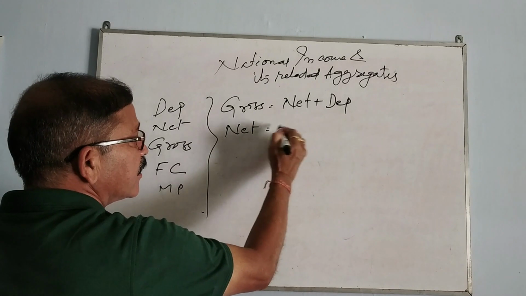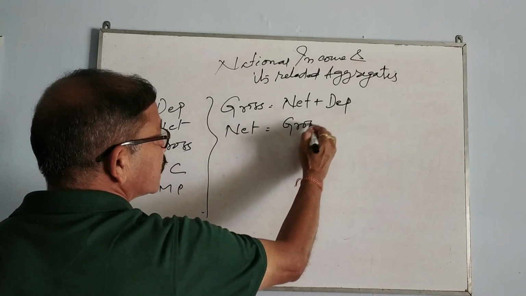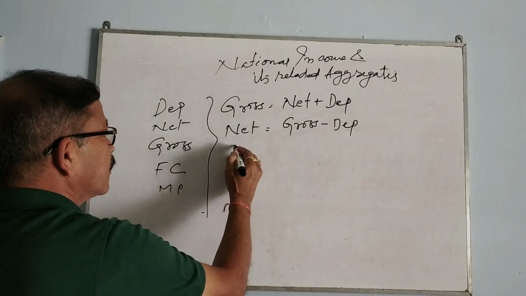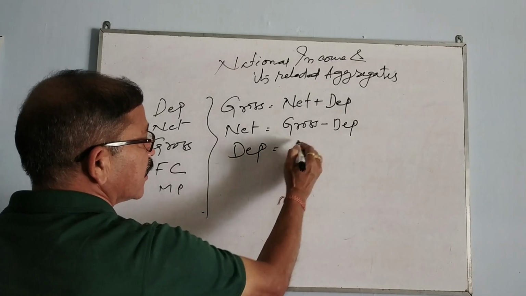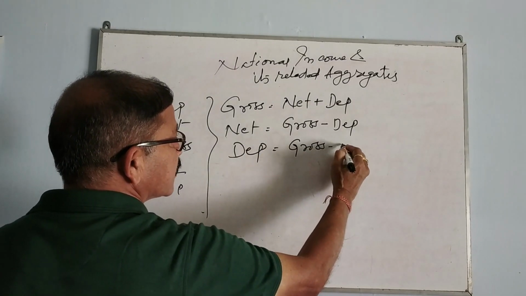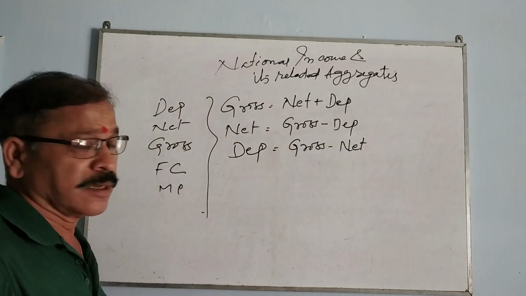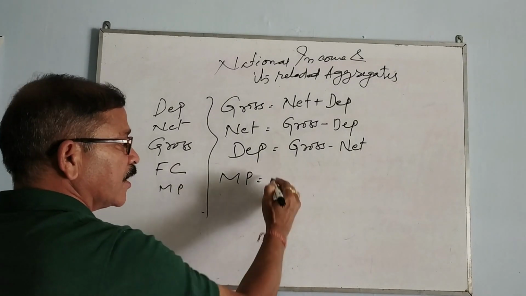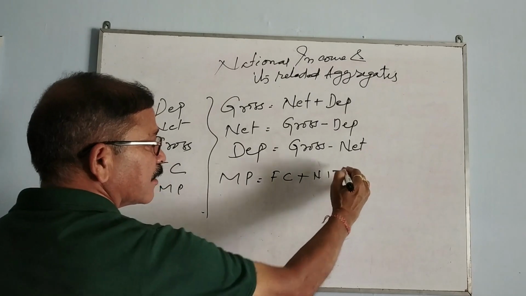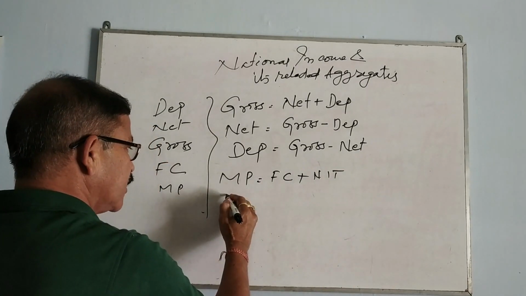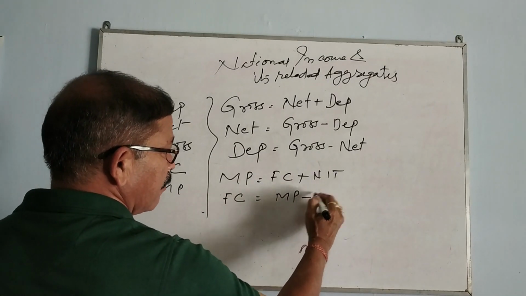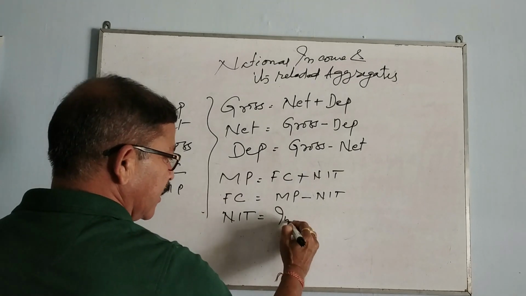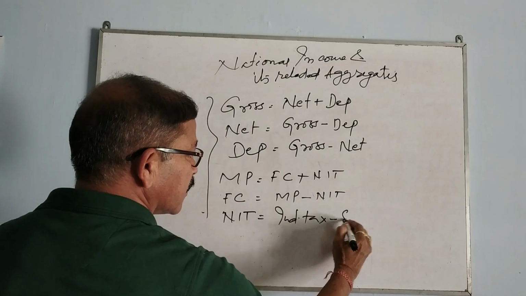If you want to find out net, then gross minus depreciation. If you want to find out depreciation, that means gross minus net. Similarly, if you want to find out MP, then FC plus NIT. If you want to find out FC, MP minus NIT. And if you want to find out NIT, then indirect tax minus subsidy.